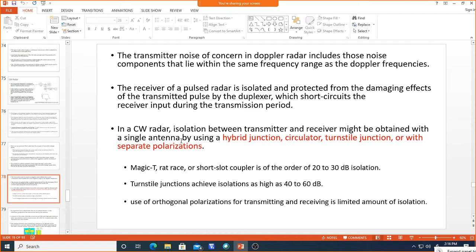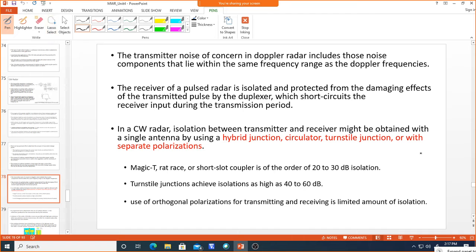Another type of isolation we can use is a hybrid junction, where the power is equally divided, and it can transmit and receive. You can also use a circulator. Whenever you give input to port 1, it goes to port 2, and whatever you give as input to port 2 gives the output at port 3. This is a circulator which we have seen already, right? So if you have port 1, port 2 and port 3, whenever you transmit the signal here, it goes only to port 2.